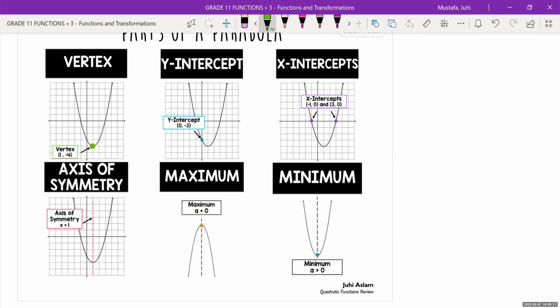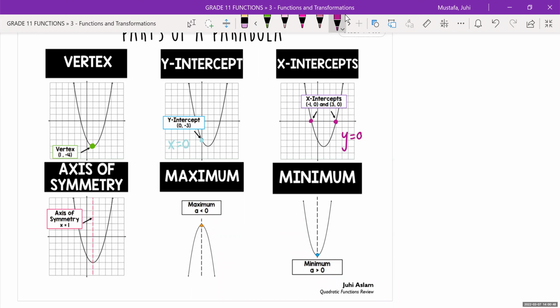The y-intercept, just like the line, is wherever the parabola is going through the y-axis. And so you can read it off the graph, but if you're trying to find it algebraically, you're going to let x equal 0 here and solve. For x-intercepts, again, it's this and this. It's wherever the parabola is going through the x-axis, and we're going to let y equal 0 to solve it, or you can just read it off the graph.